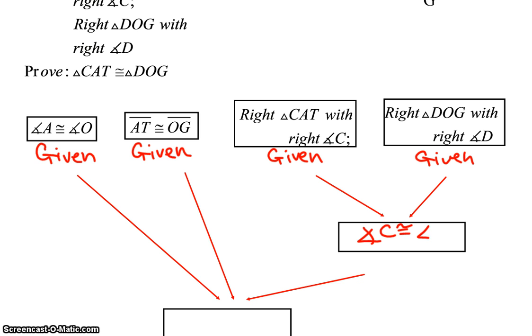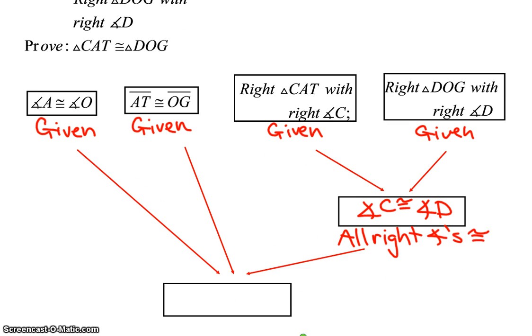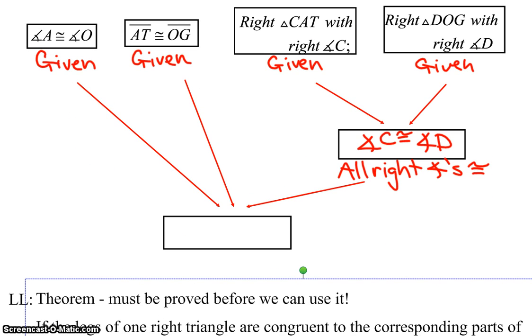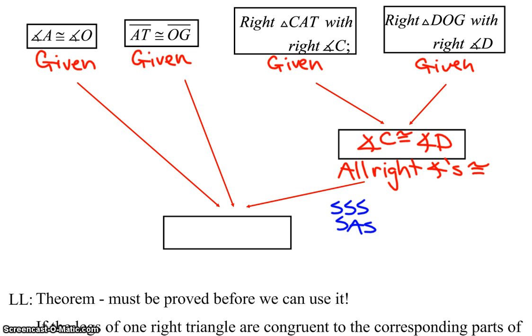The correct answer should be that angle C is congruent to angle D, and the reason is all right angles are congruent. Now I'm ready to say that the two triangles are congruent, and all I can use to prove the two triangles congruent are the previous congruence patterns that we already have, which means our options are SSS, SAS, ASA, AAS, or HL.